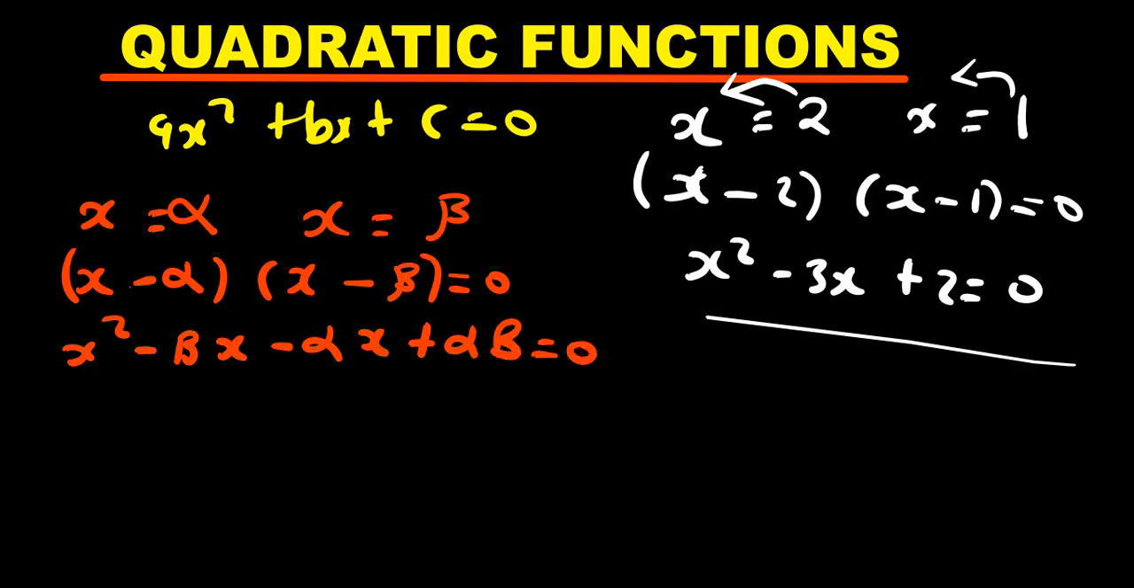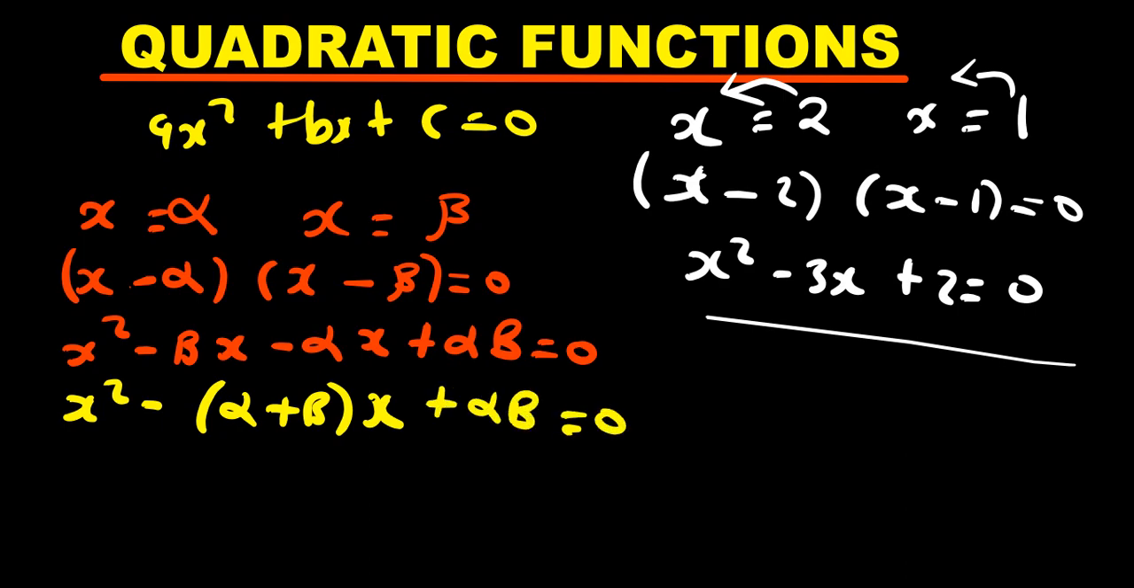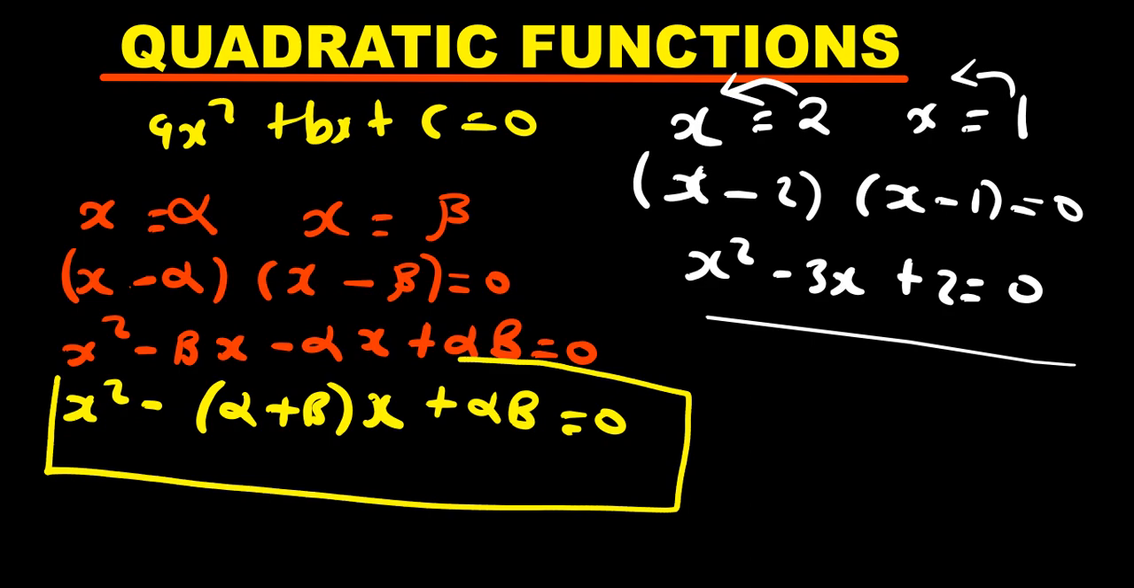Now when I simplify this, it will be x squared. I'll factorize what is in the middle here. So what am I going to have? I'm going to have minus (alpha plus beta), my x will be outside because it's the one that is common, plus alpha beta. This is equal to 0. Now this will be the general equation that you're going to be using for the expressions that you're going to be given.